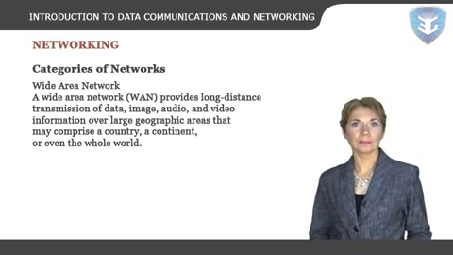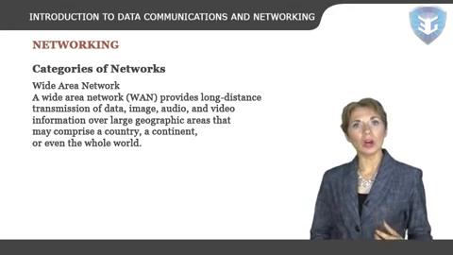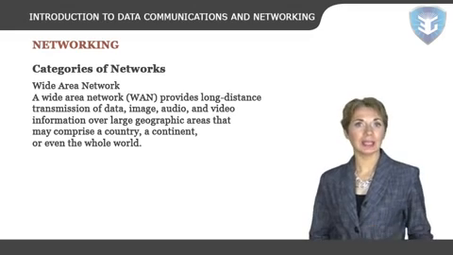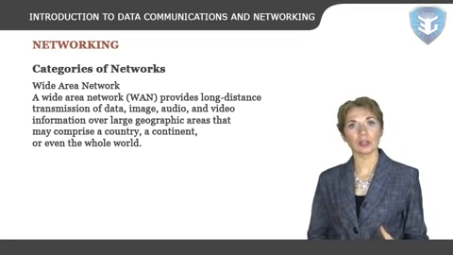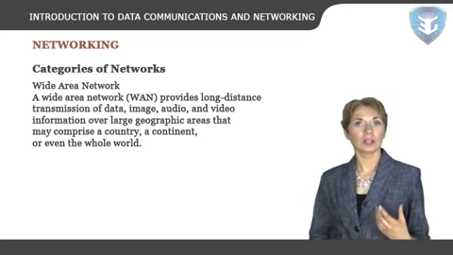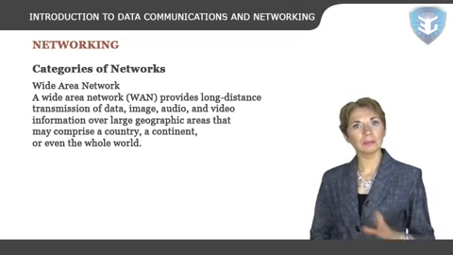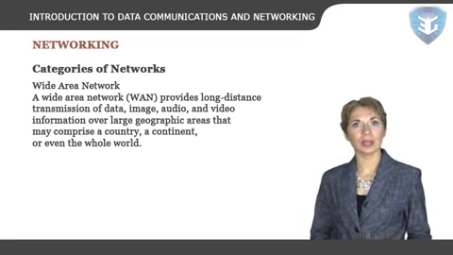Wide area network. A wide area network, or WAN, W-A-N, provides long-distance transmission of data, image, audio, and video information over large geographic areas that may comprise a country, continent, or even the whole world. A WAN can be as complex as the backbones that connect the internet, or as simple as a dial-up line that connects a home computer to the internet. One normally refers to the first as a switched WAN, and to the second as a point-to-point WAN.